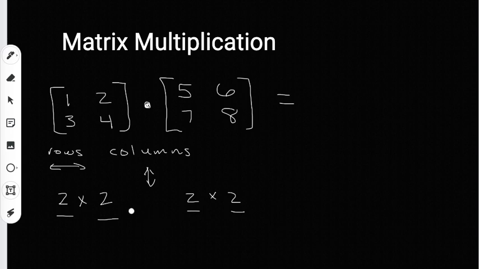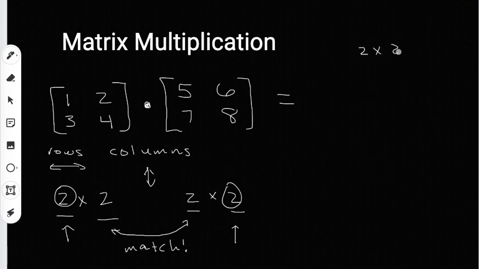So what we're going to do is make sure that the inside numbers match up before we even get started. But then the outside numbers, this 2 and this 2, are going to form the dimensions of my product. So my product is also going to be a 2 by 2. So whatever I get over here, it's going to have two rows, and I know it's going to have two columns.